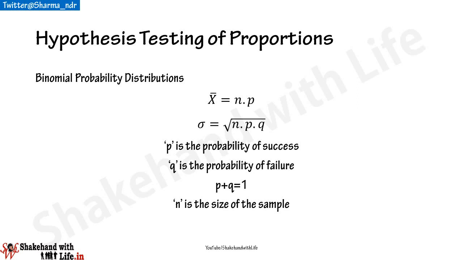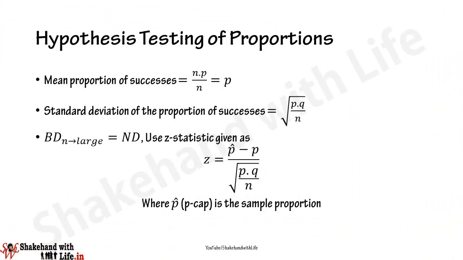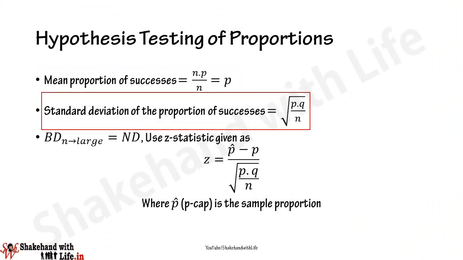Hence, to test a hypothesis with given proportions, we calculate the proportion of successes in each sample and then calculate the mean and standard deviation of the proportion of successes. Now the mean proportion of successes is given by n into p divided by n. This will come out as p, and the standard deviation of the proportion of successes will be equal to square root of p into q divided by n.